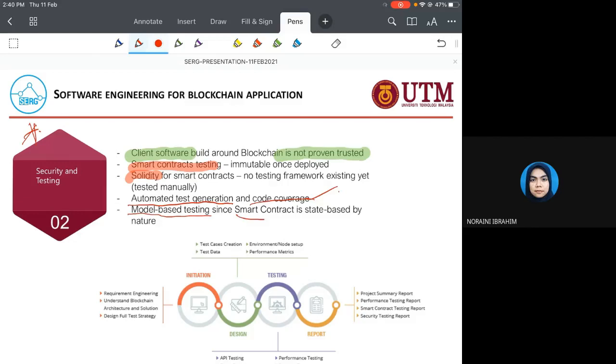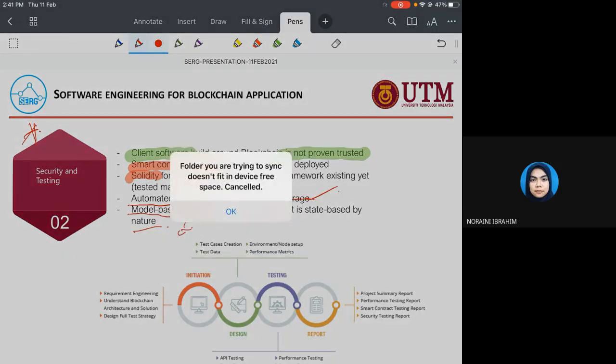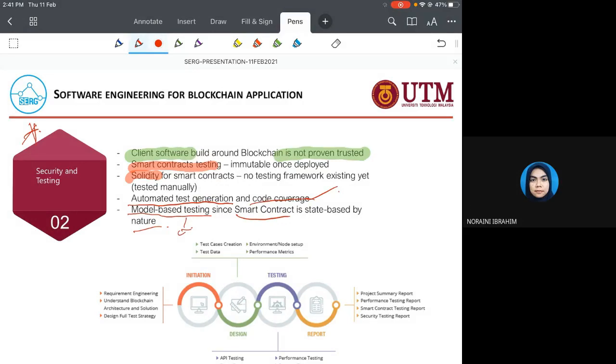Another one is model-based testing. Since a smart contract is state-based by nature, meaning that states will trigger based on the input or based on the event, model-based testing is actually very good to be explored, in order to enable testing at the model level. Maybe Lokman is an expert on this, model-based testing, Lokman.